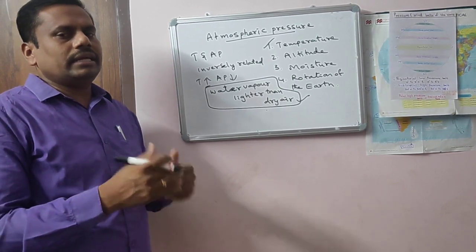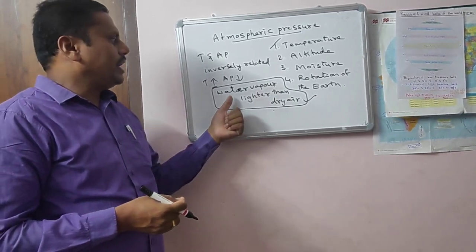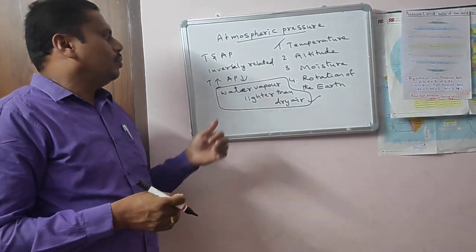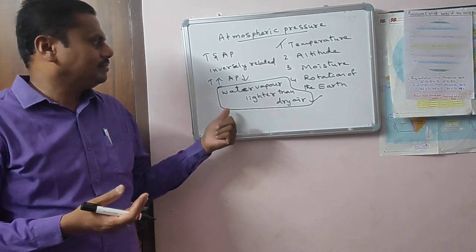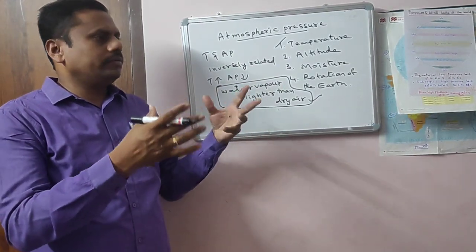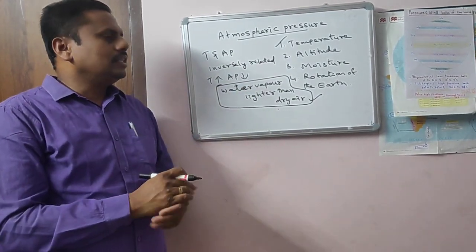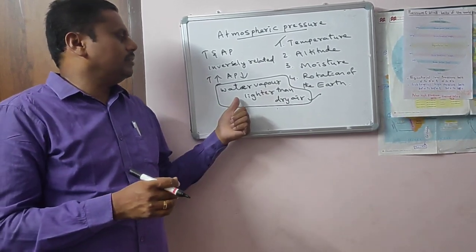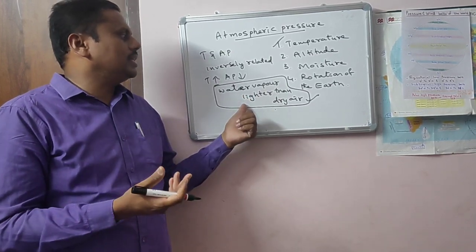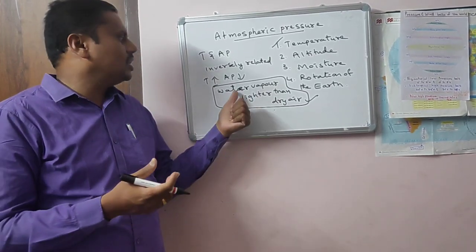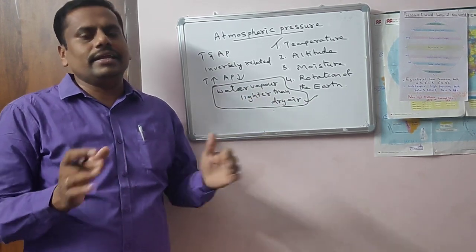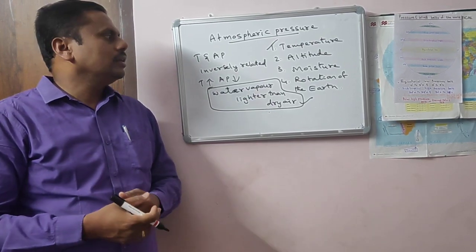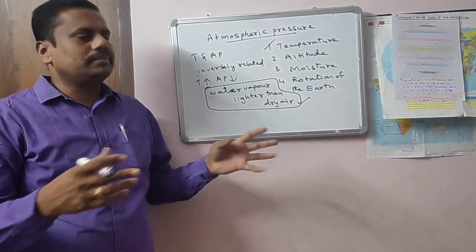Try to understand. Once again I will repeat. Whenever you find more water vapor, that means whenever air contains more moisture, the atmospheric pressure is less. Whenever you find less moisture, atmospheric pressure is more. Why? Because water vapor is lighter than dry air. That is the third important way atmospheric pressure is affected, with moisture.